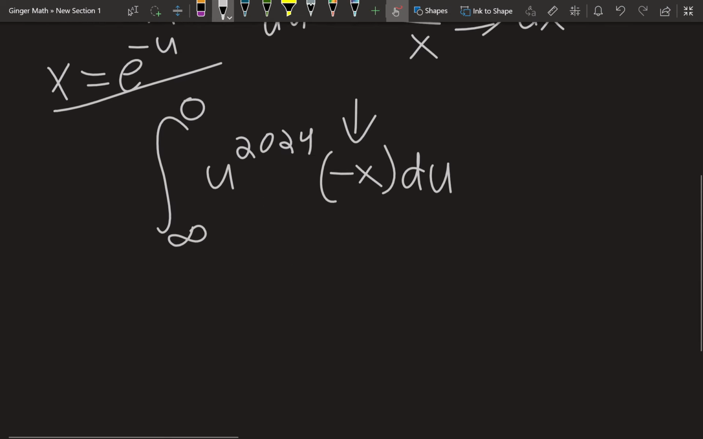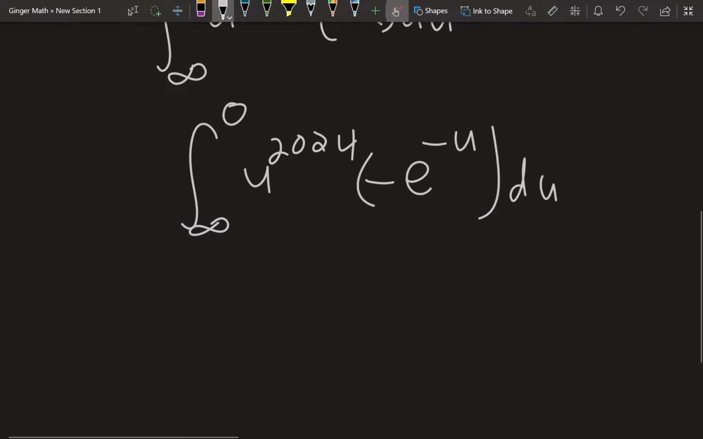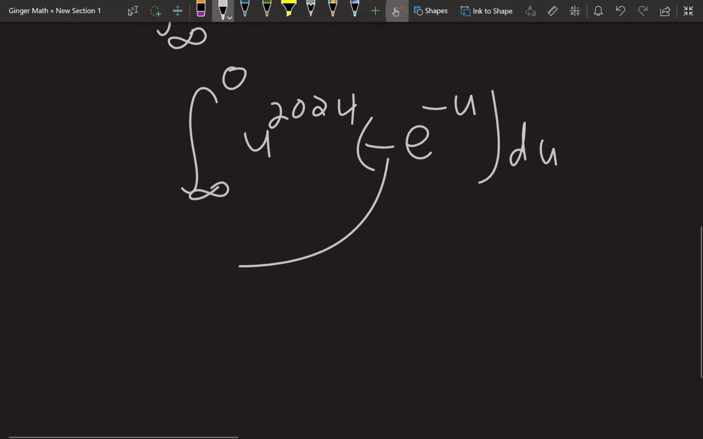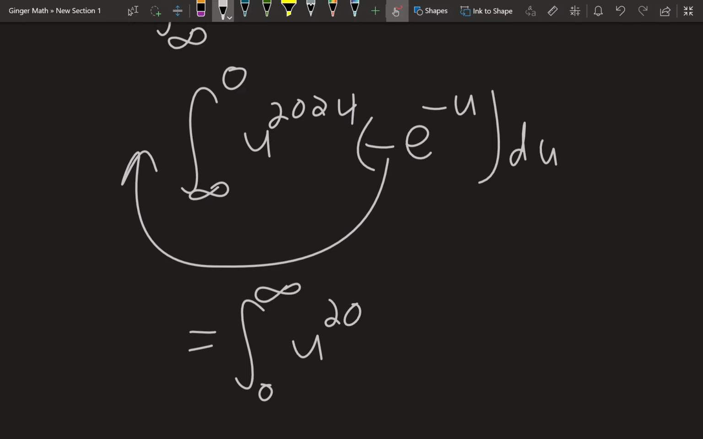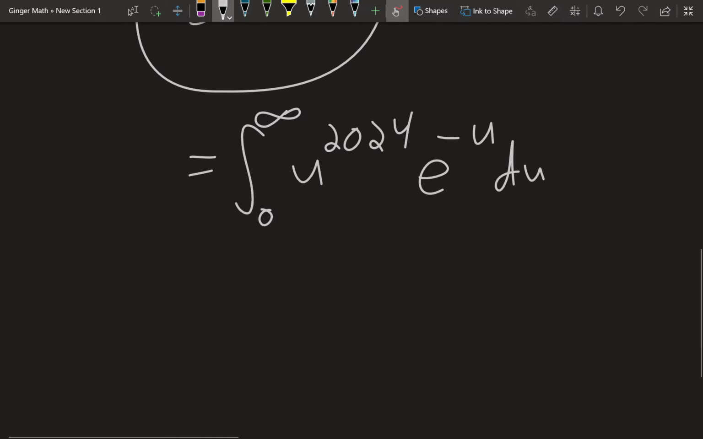So now we have our integral from infinity to 0 of u to the 2024 of negative e to the minus u du. I am just going to pull this minus sign out and use it to swap the bounds. So what we actually have here is the integral from 0 to infinity of u to the 2024 e to the minus u. Now, some of y'all might recognize this as just being the factorial function, or the gamma function. Same thing, more or less, just shifted over.